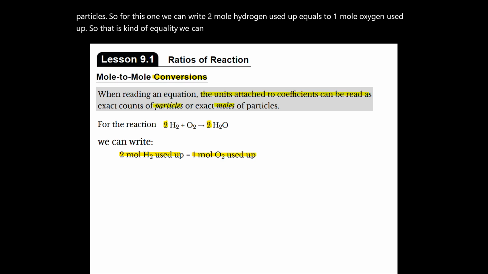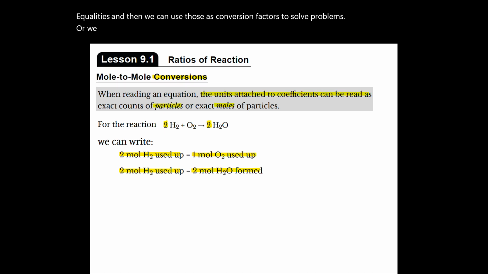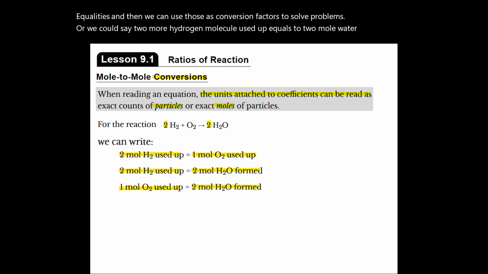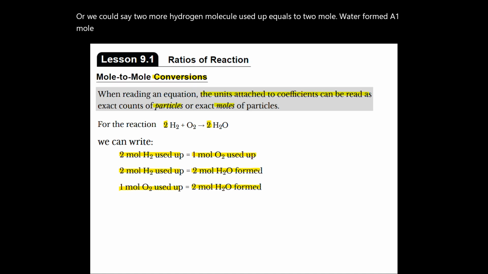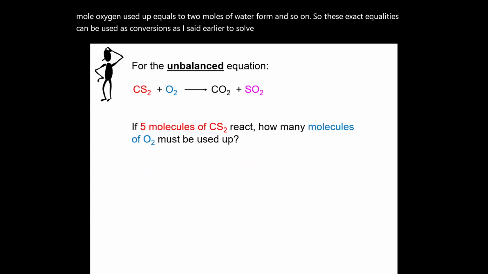We can use those coefficients as equalities, and then use those as conversion factors to solve problems. Or we can say 2 moles hydrogen used up equals 2 moles water formed, 1 mole oxygen used up equals 2 moles of water formed, and so on. These exact equalities can be used as conversions to solve calculations for these reactions.